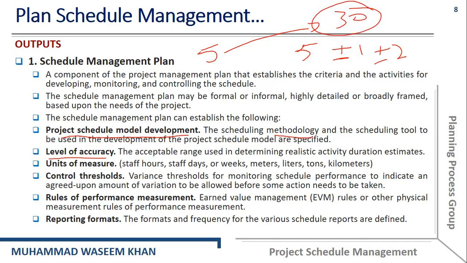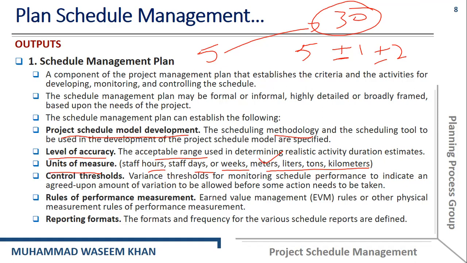That means how accurate your project is, how accurate your durations are, how accurate is your time or duration for every particular activity. So the level of accuracy is the acceptable range that is used in determining realistic activity duration estimates. Here level of accuracy means that we can have a tolerance level, plus or minus.